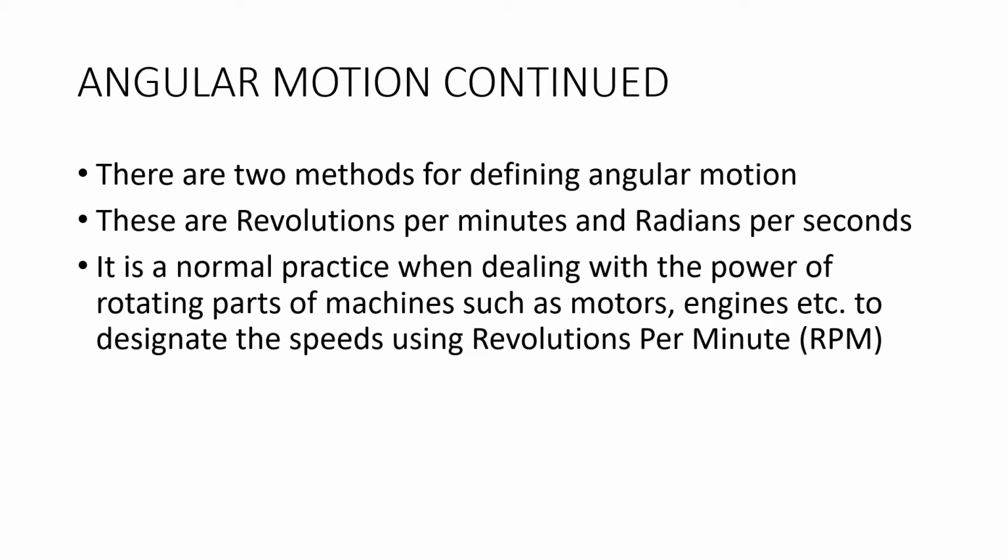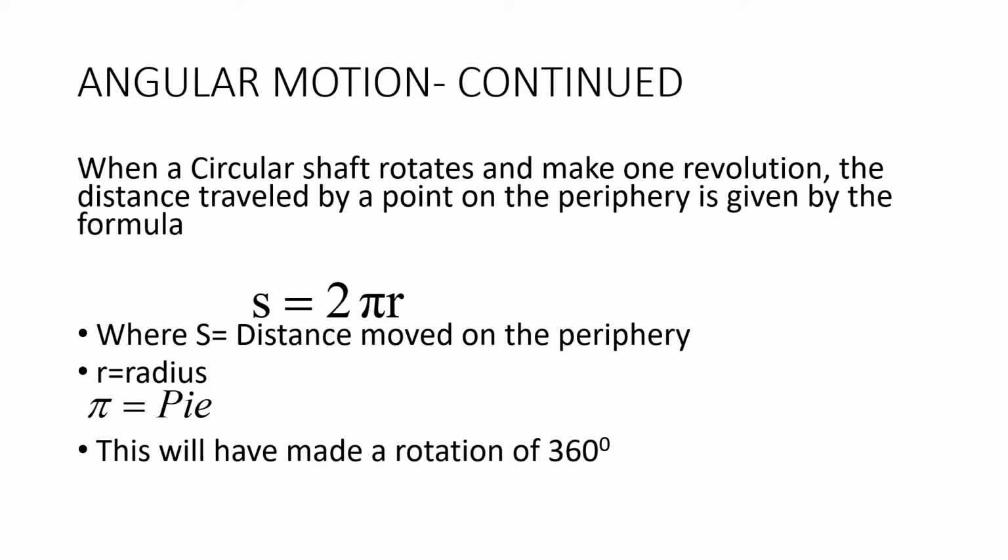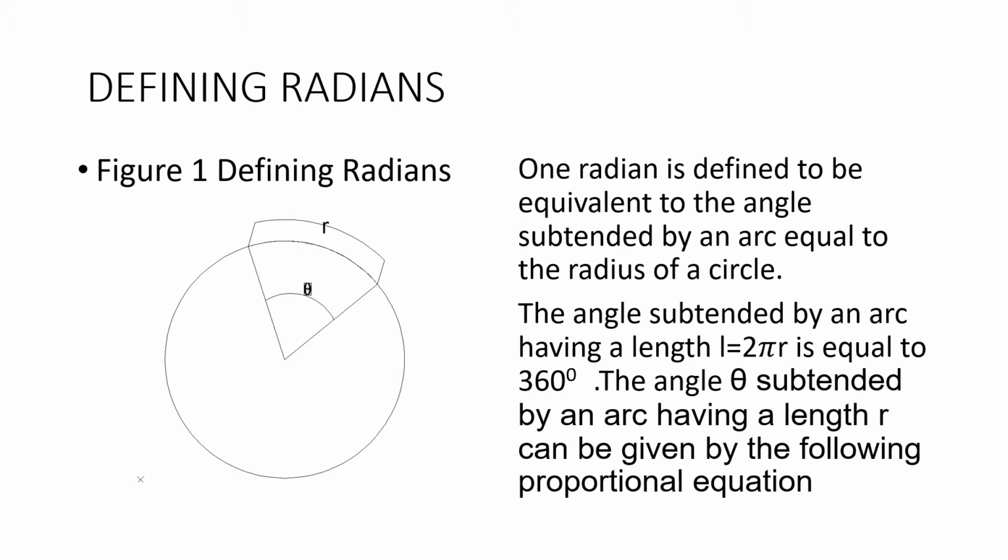It is normal practice, when dealing with the power of rotation in parts of machines such as motors, engines, etc., to designate the speeds using revolutions per minute, RPM. When a circular shaft rotates and makes one revolution, the distance traveled by a point on the periphery of the shaft is given by the formula S = 2πr, where S is the distance moved on the periphery and r is the radius, and by so doing we will have made a rotation of 360 degrees.